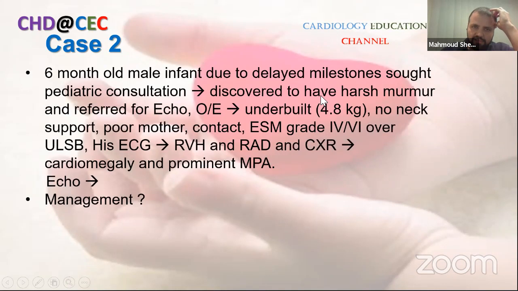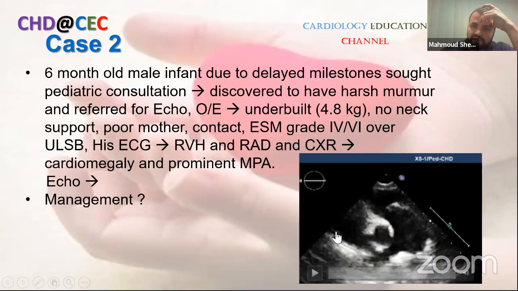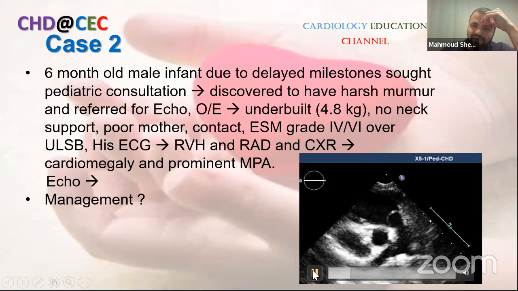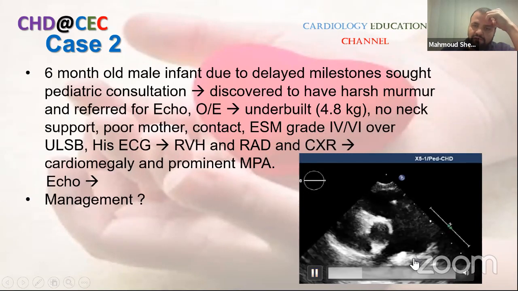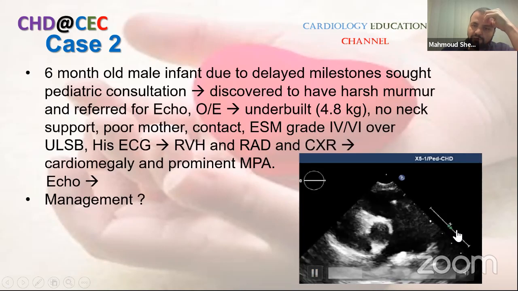His ECG shows RVH, right atrial enlargement and right axis deviation, and his chest X-ray shows cardiomegaly and a prominent main pulmonary artery. This is the echo. Again, this is a high parasternal short axis, which shows a domed, thickened pulmonary valve with good mobility. We can appreciate here the post-stenotic dilatation affecting the main pulmonary artery and the proximal LPA.